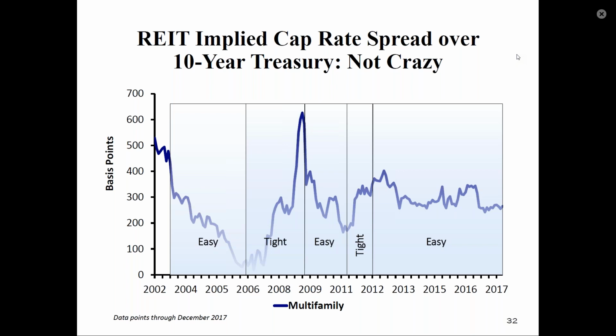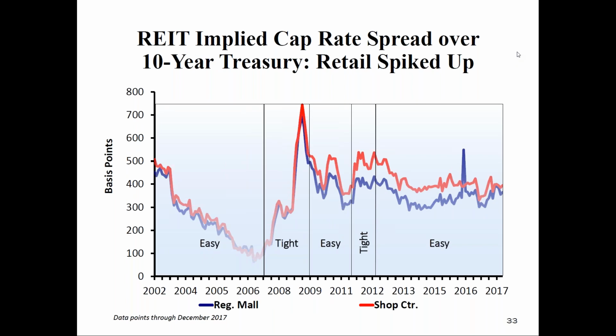And then if you go to the next chart, I took out retail, regional malls, and shopping centers. The reason I'm showing REITs is you have pure transparency on their pricing. That's all. And if you look at their implied cap rates over the last year, the spread has risen by probably 60 to 80 basis points.